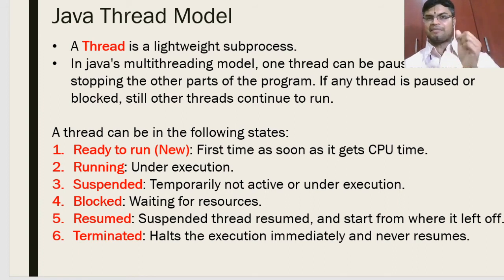So these are the 6 states. Remember that: a new state, running, suspended, blocked, resumed, or terminated. So these are the 6 different states that a thread can be in. So we'll move on to the next topic, guys.